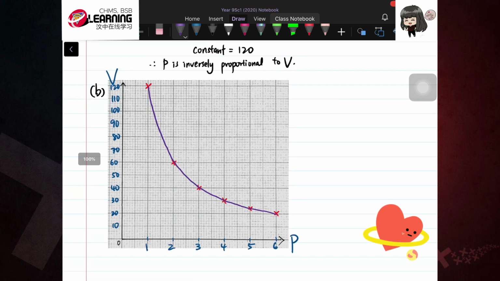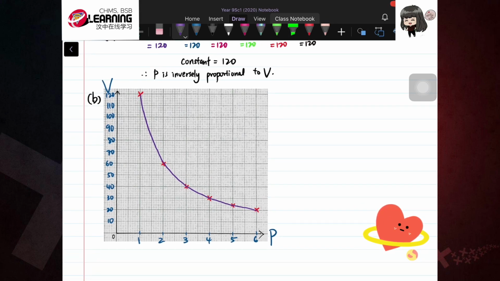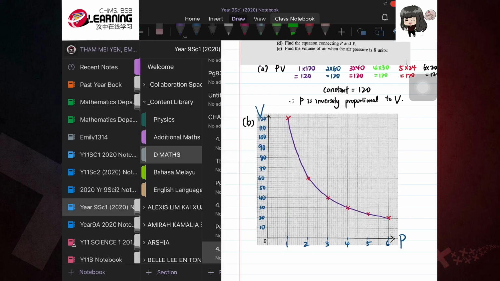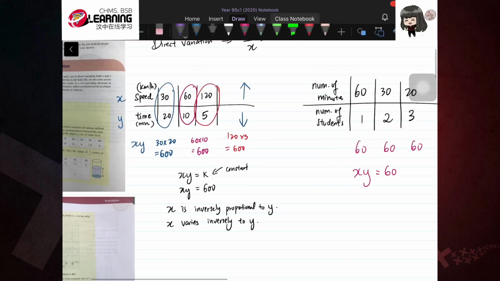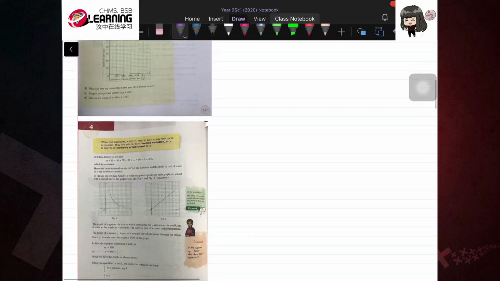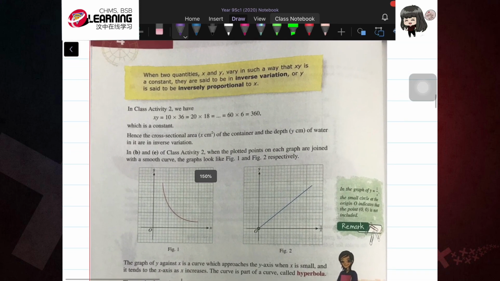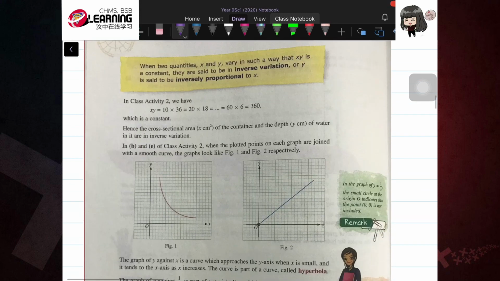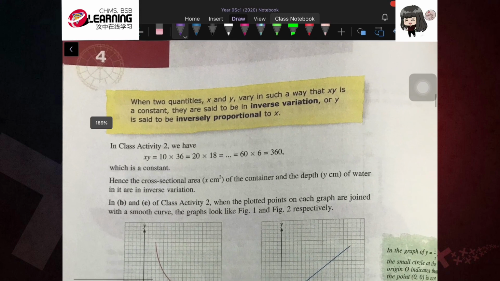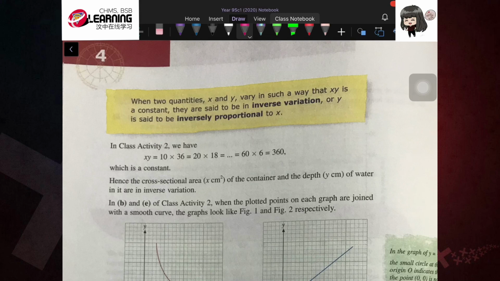Okay, it's a curve, and we call this a hyperbola. It's a hyperbola graph. From the textbook I can show you, it's called a hyperbola. I'll explain this one first. I want you to write this down into your notebook also.